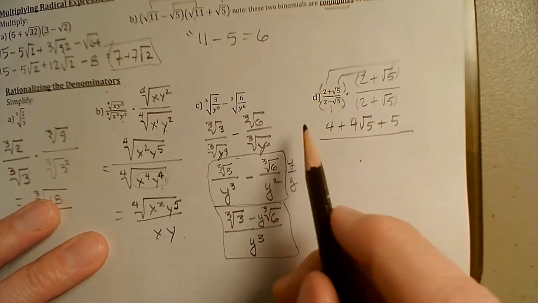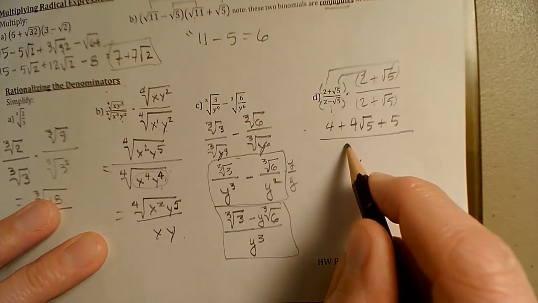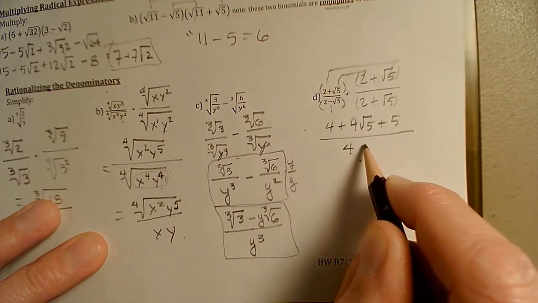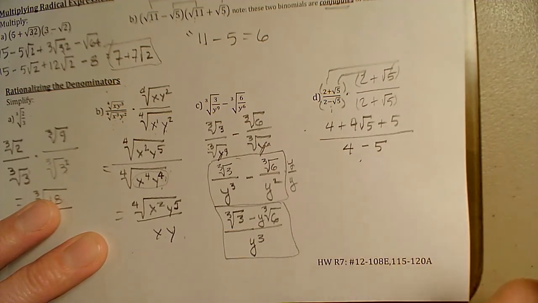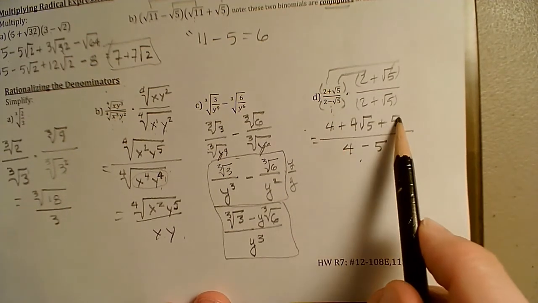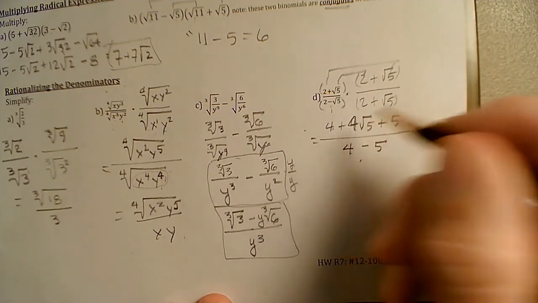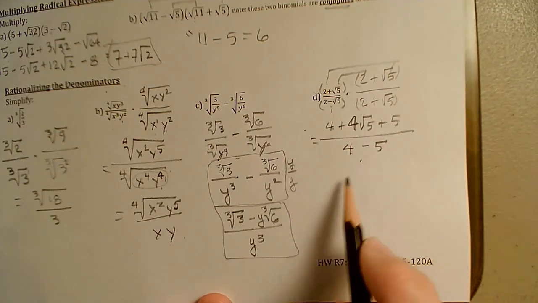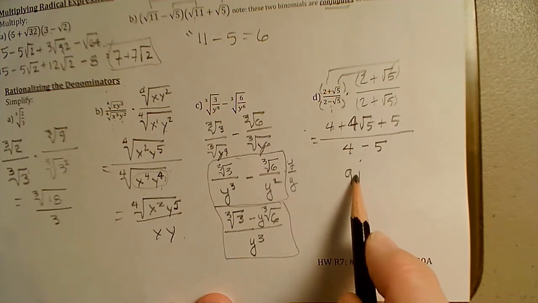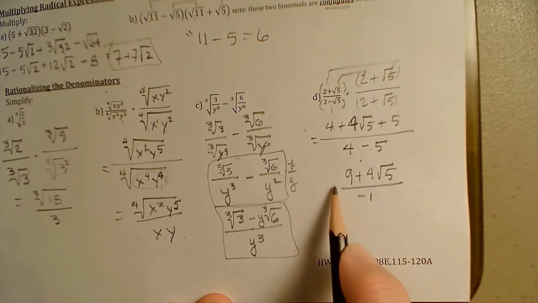On the bottom, the conjugate, so the outer and the inner cancel. That's going to leave us really with just 4 minus 5. Okay? And then we want to simplify everything that we can. The 4 and the 5 can combine. Sorry, that kind of looks like a 9. That's supposed to be a 4. So that's going to be 9 plus 4 square roots of 5 over a negative 1.